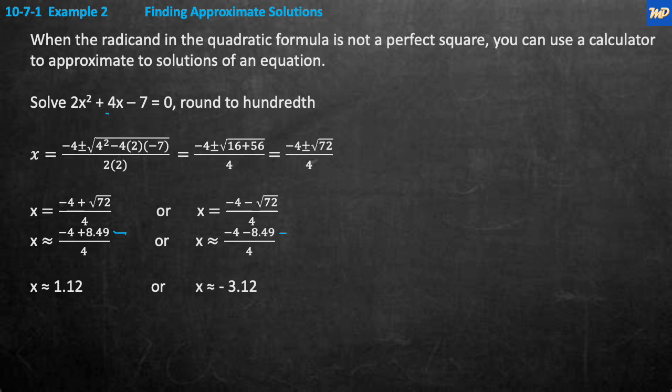So here is the squiggly line. It's not equal, it's approximately equal. Minus 4 minus 8.49, each one divided by 4. And when we do that, we get x approximately equal to 1.12, or x approximately equal to negative 3.12. That's what they mean by an approximate solution, because we had to use a calculator to come up with the square root of 72.